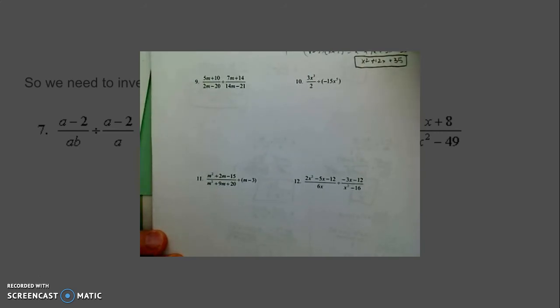All right, a couple more sets of examples. Go ahead and stop the video, try and work through these on your own, and then check your answers.